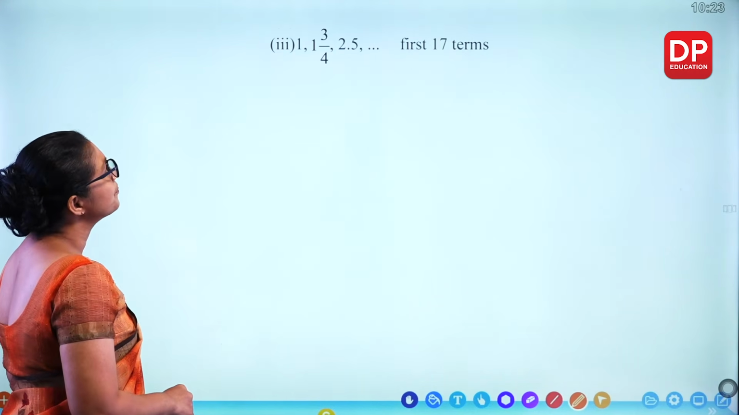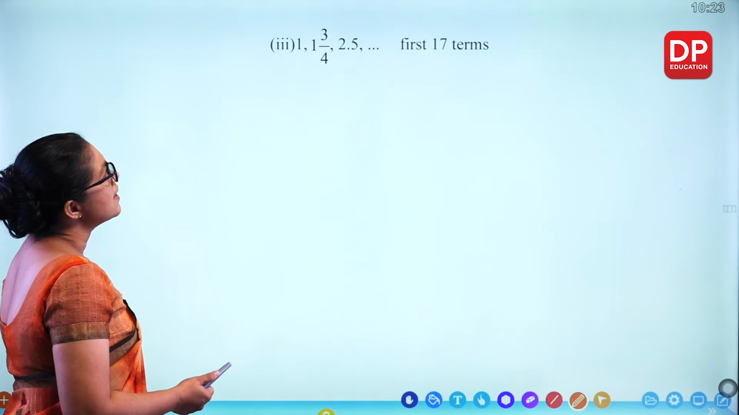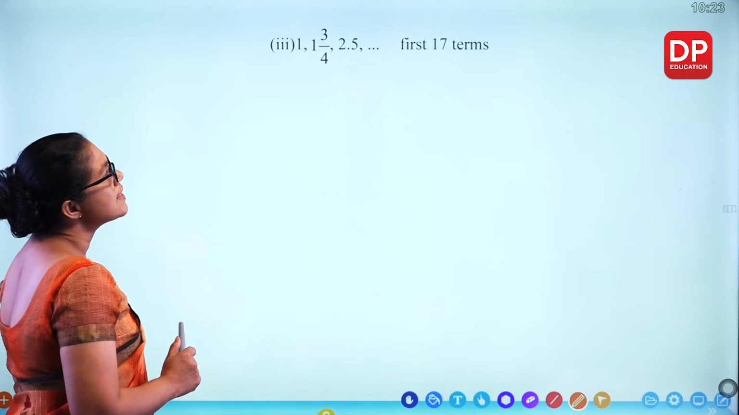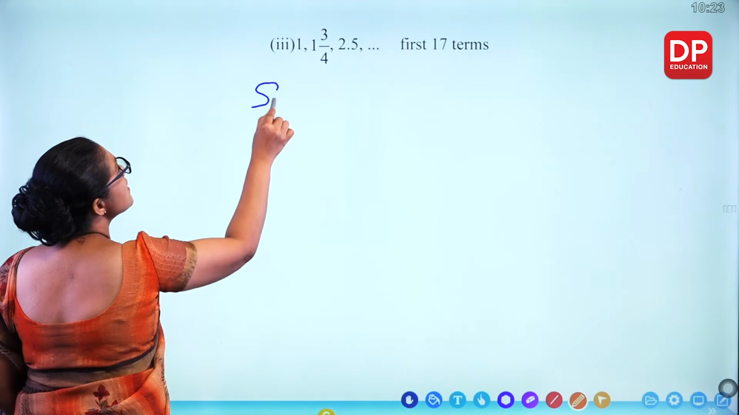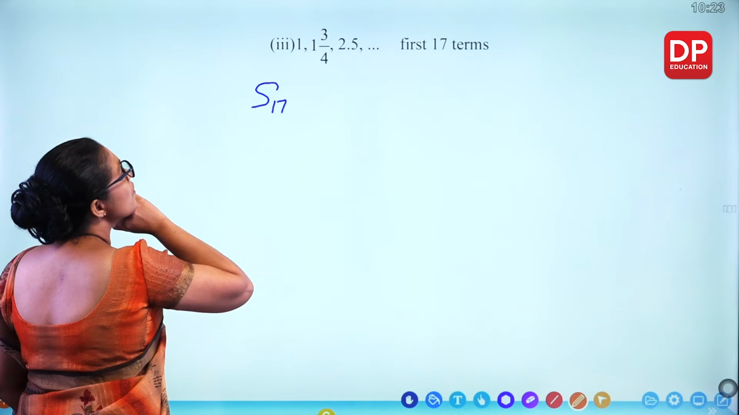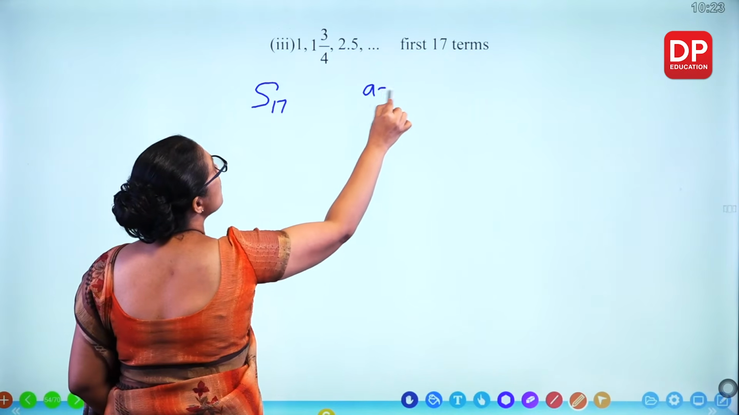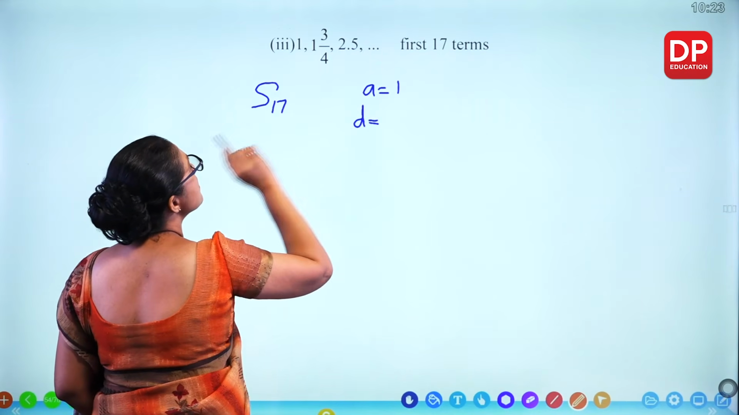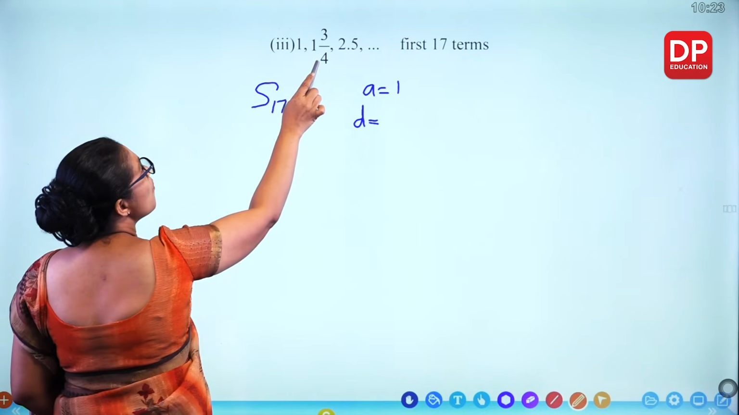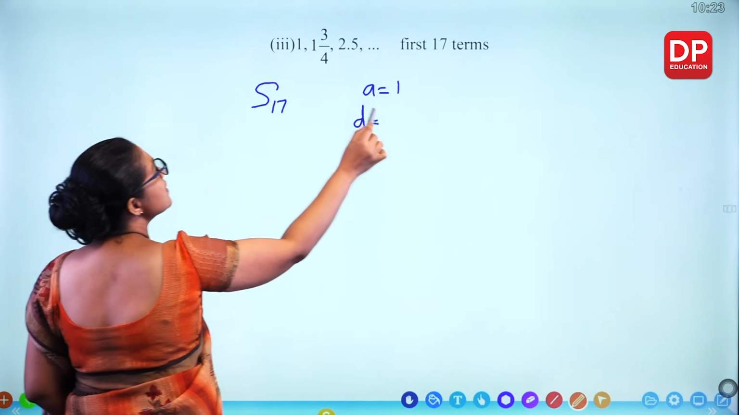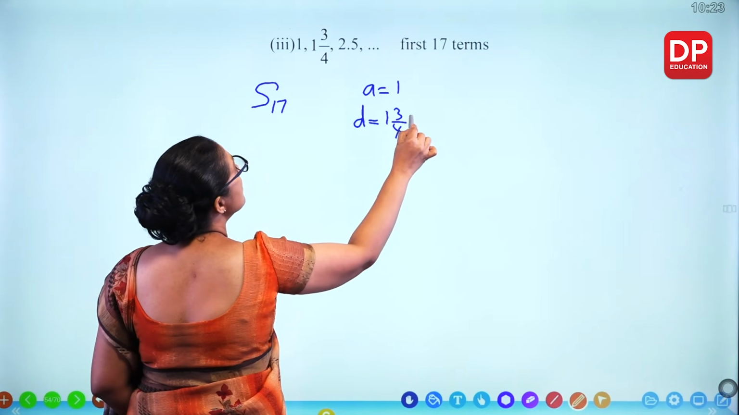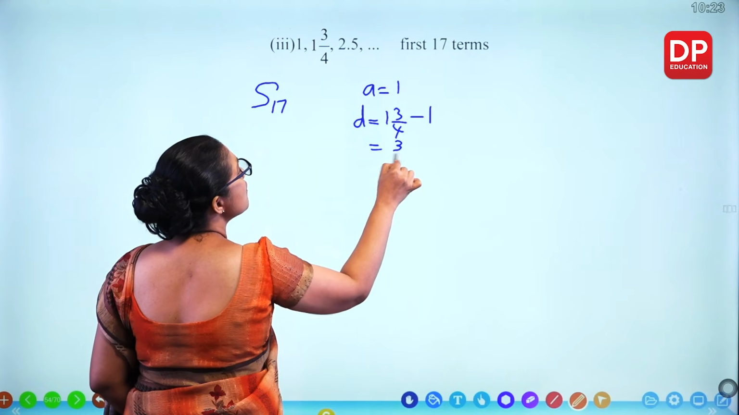Third one, first term, second term, third term given. First 17 terms, S17. So what is A? A equals 1. Difference is 1 3/4 minus 1, which is 3/4.